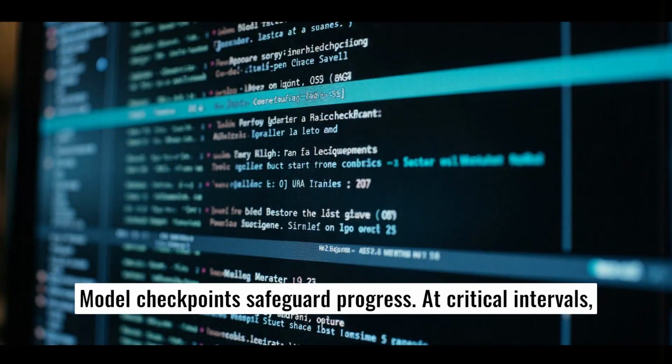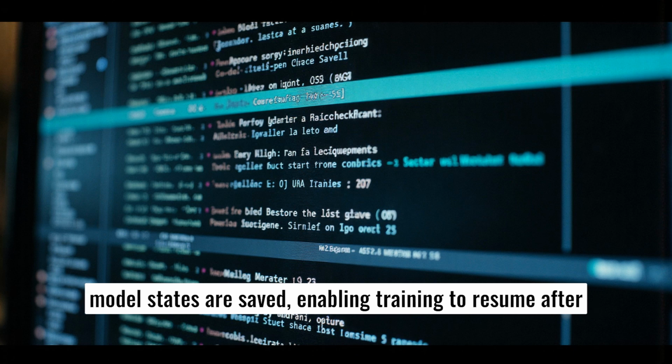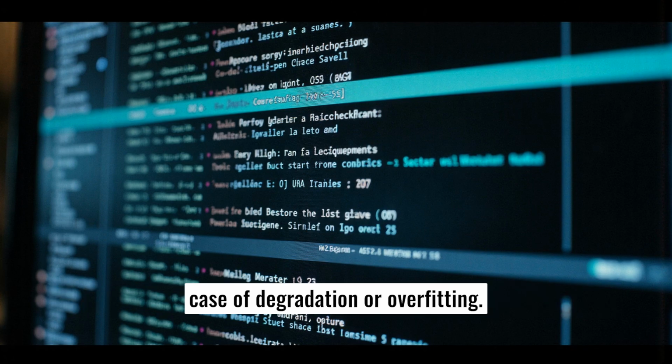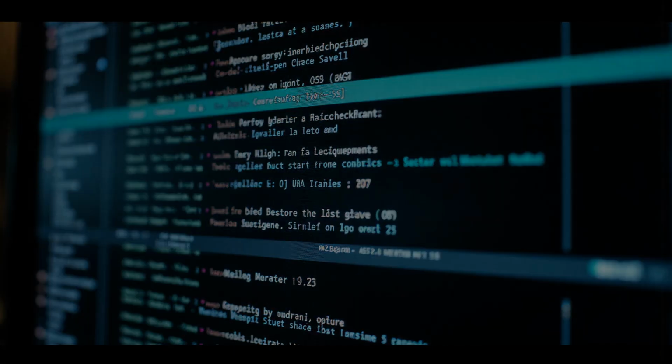Model checkpoints safeguard progress. At critical intervals, model states are saved, enabling training to resume after interruptions and facilitating rollback to earlier configurations in case of degradation or overfitting.